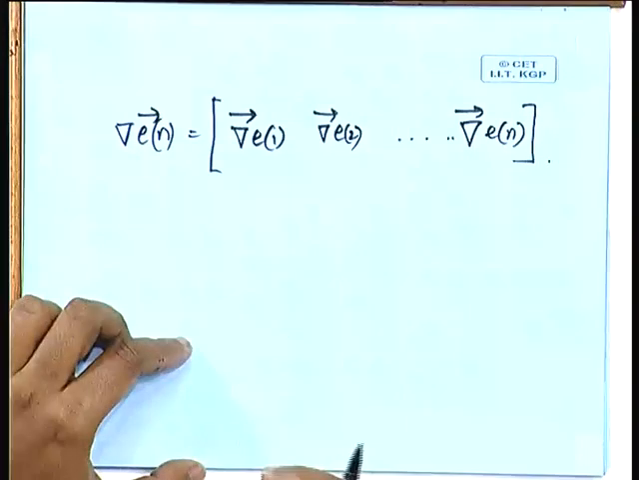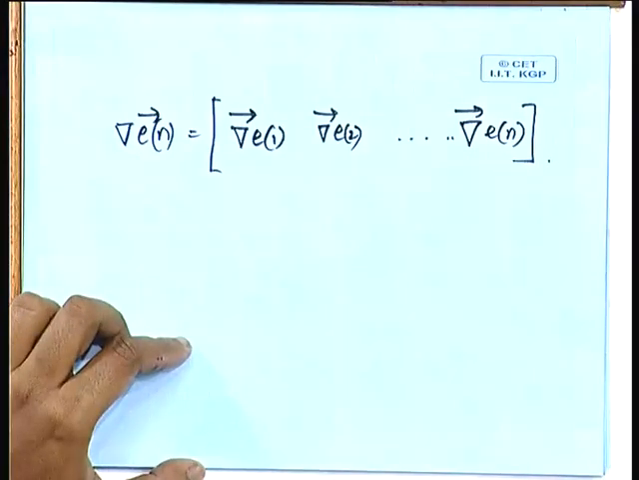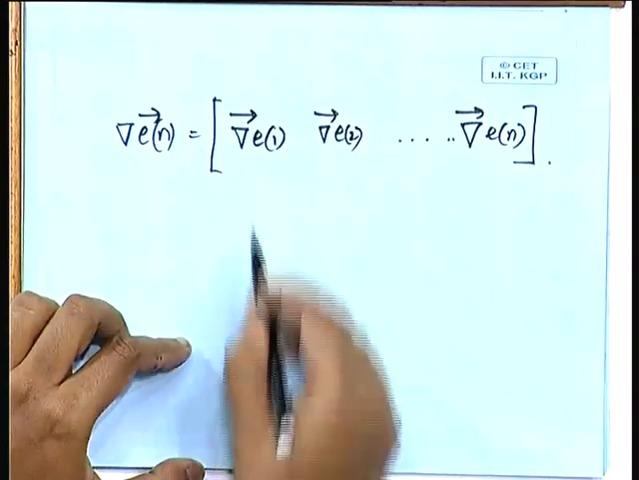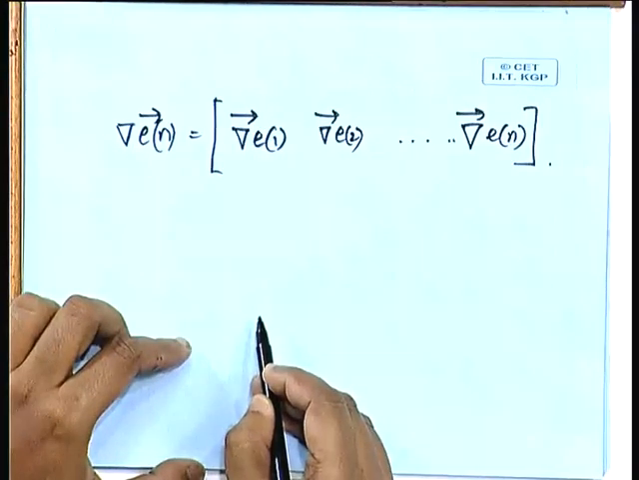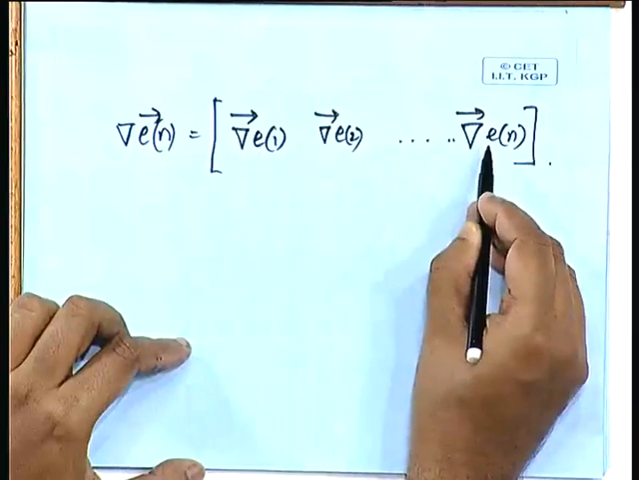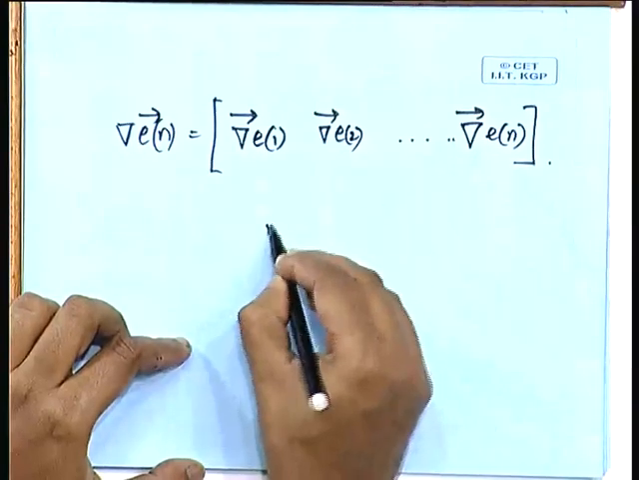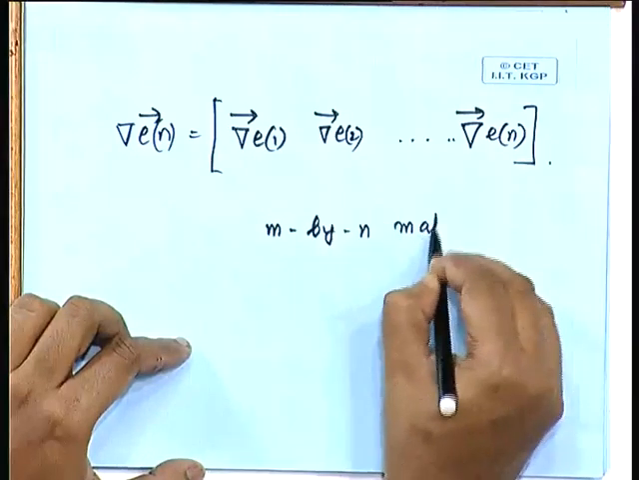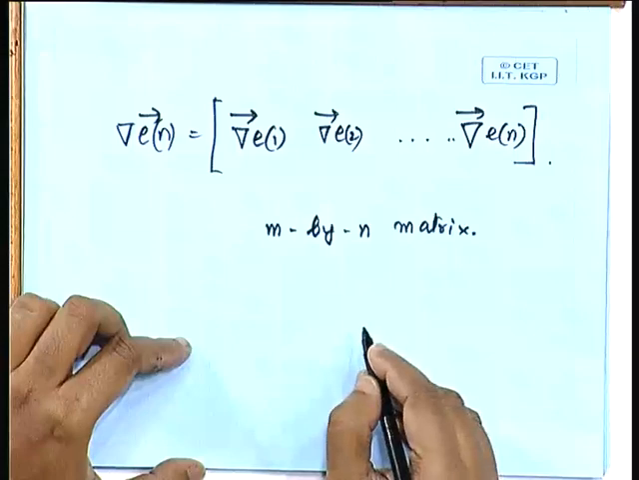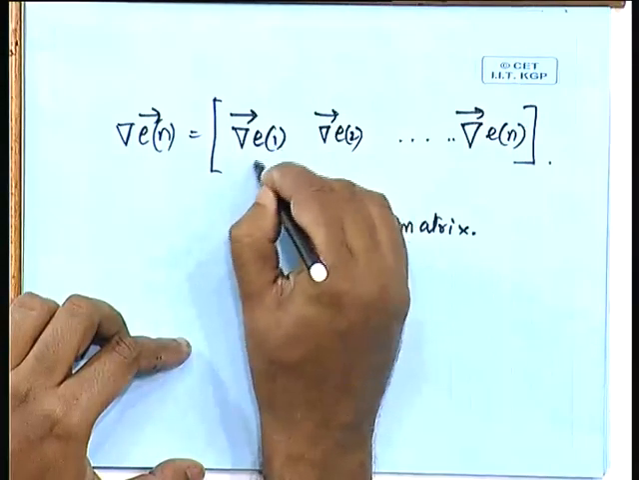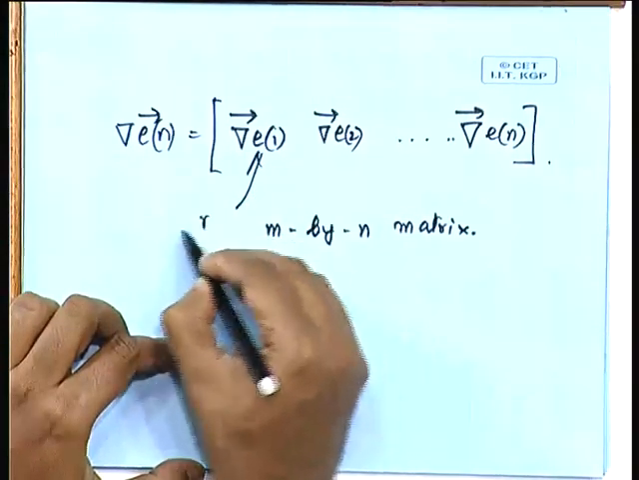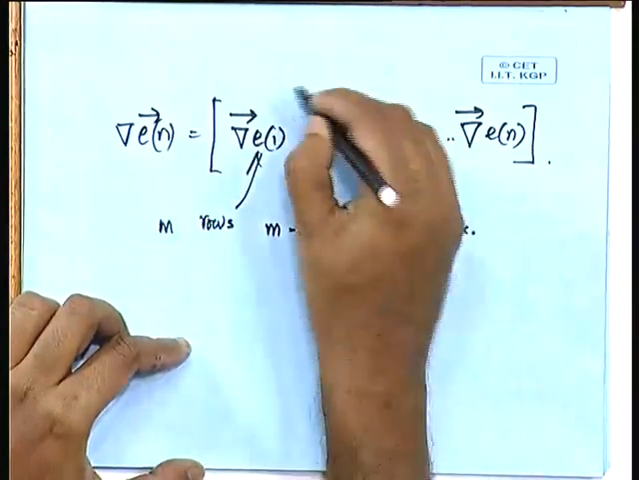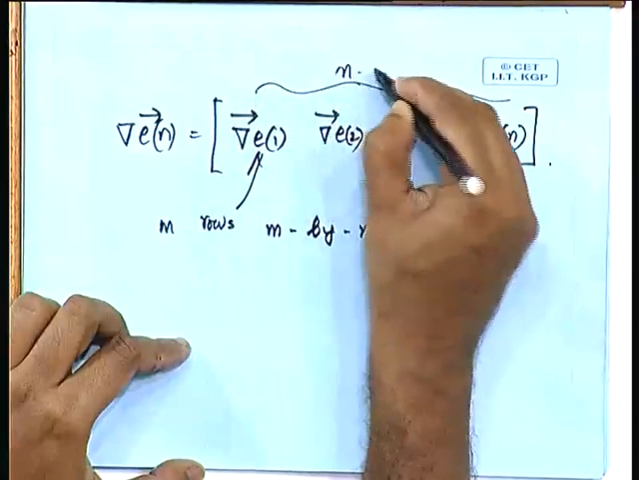And what is it that I have got here? You see each of these is an m dimensional column, and I am going to have n such columns. So this is an m by n matrix. Why? Because each of these terms has m rows, and there are totally n columns over here.